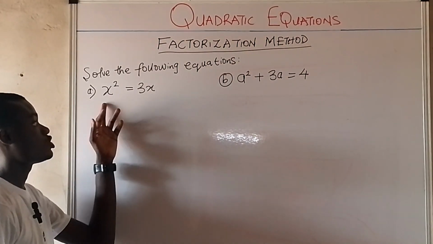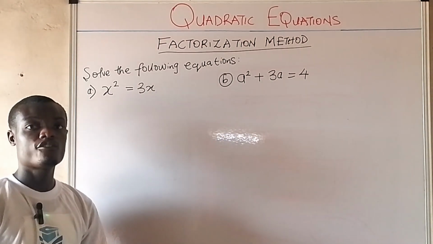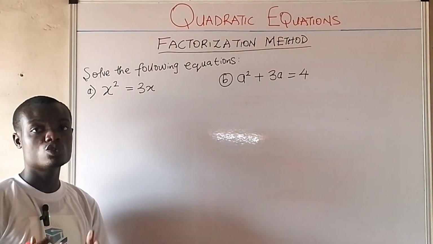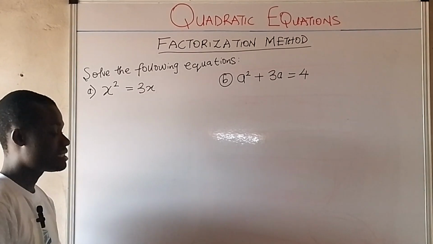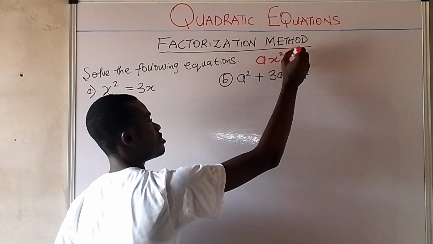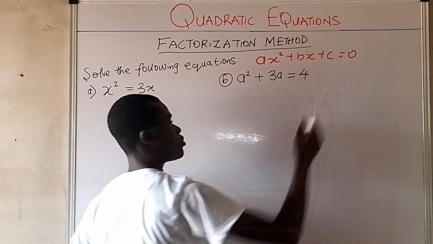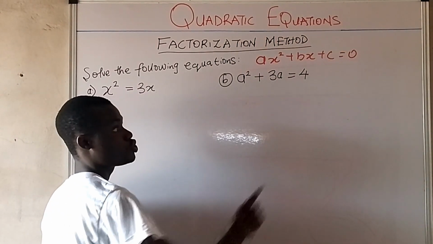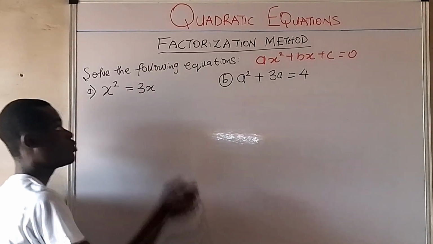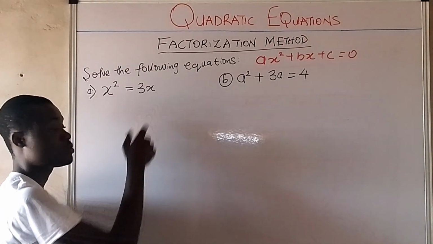So we have this first equation, x squared is equal to 3x, and also we have a squared plus 3 is equal to 4. Now, in solving a quadratic equation, remember that the standard form for a quadratic equation is ax squared plus bx plus c is equal to 0. So our entire equation should be equal to 0. And when you look at this equation and this equation, they are not equal to 0. So we have to make them equal to 0.